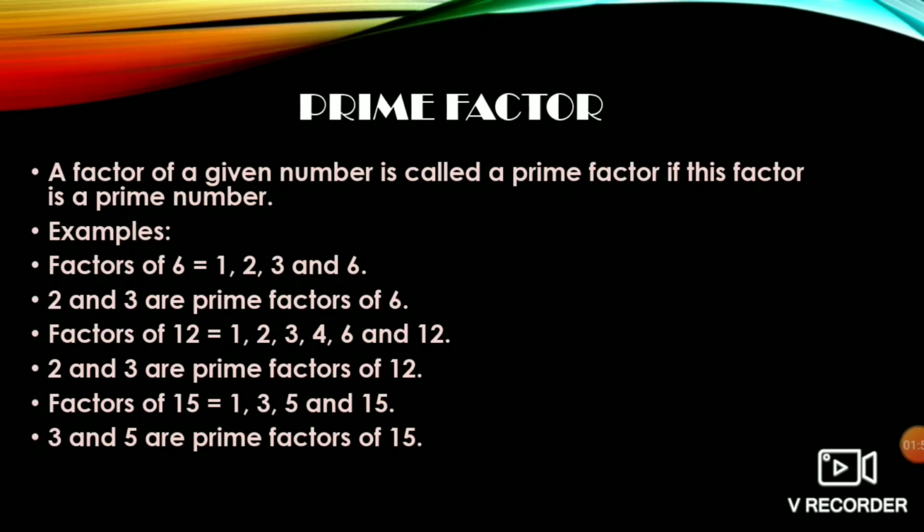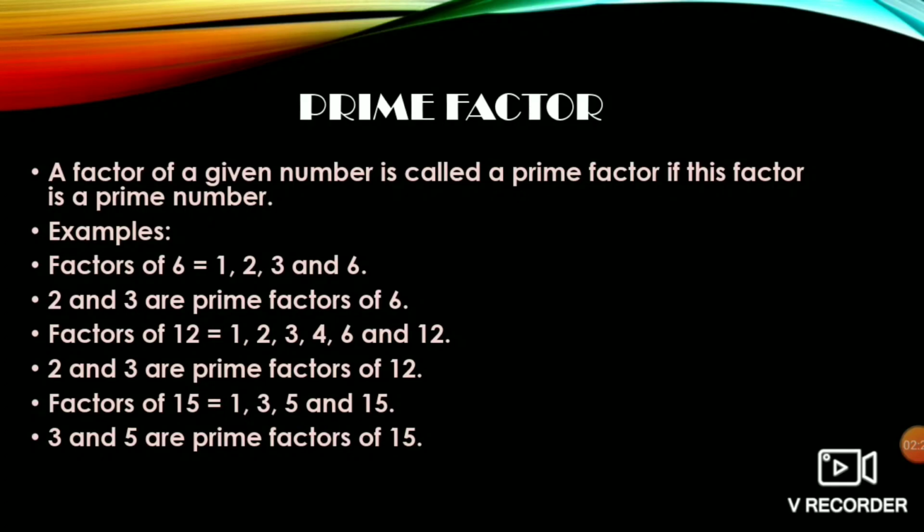When any of these prime numbers are factors of a number, then they are called prime factors of that number. The factors of number 6 were 1, 2, 3 and 6. Out of these factors, 2 and 3 are prime numbers. So they are the prime factors of number 6. 6 was not a prime number, so it is not a prime factor of number 6.